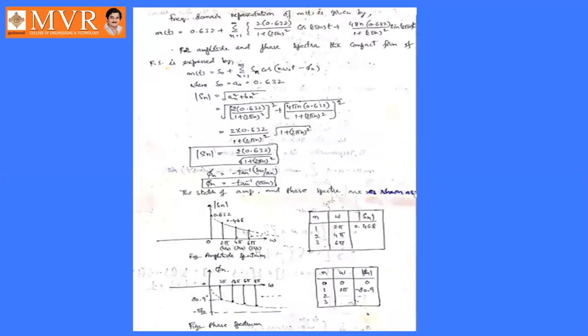After that we will write mod Sn equal to square root of an square plus bn square, and then phi n equal to minus tan inverse bn by an. Then we will draw the amplitude spectrum as well as the phase spectrum. The amplitude spectrum is drawn between amplitude versus frequency, and the phase spectrum is drawn between phase angle versus frequency. Like that, we have done several problems.